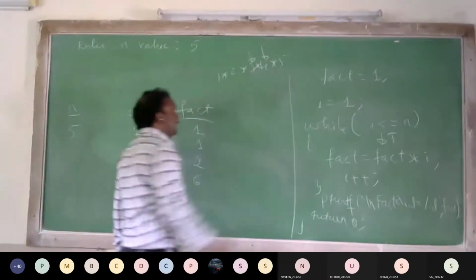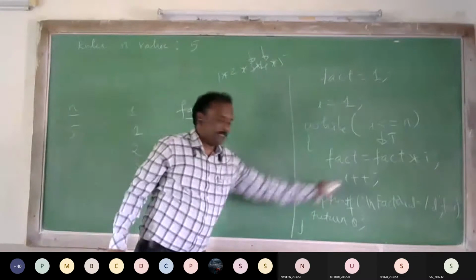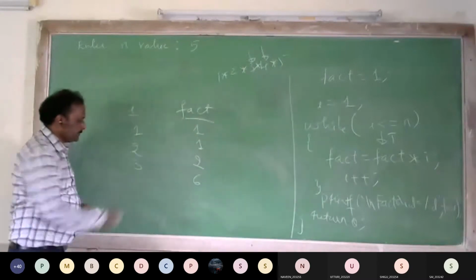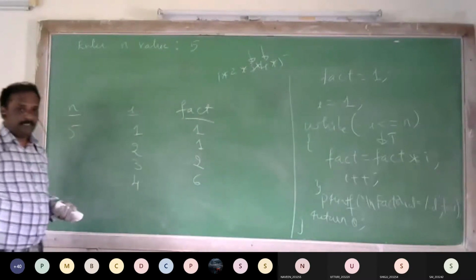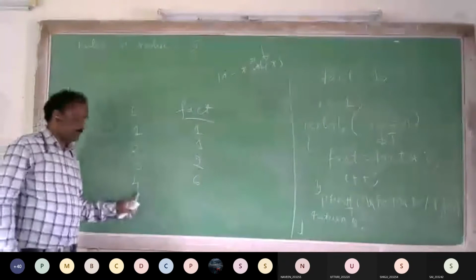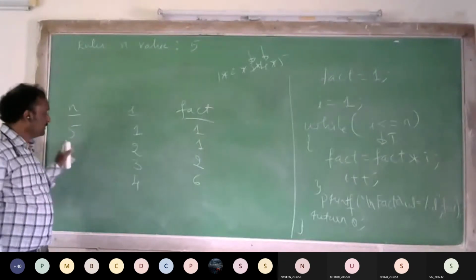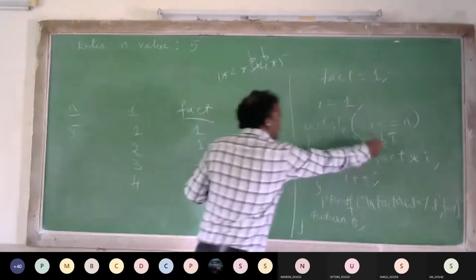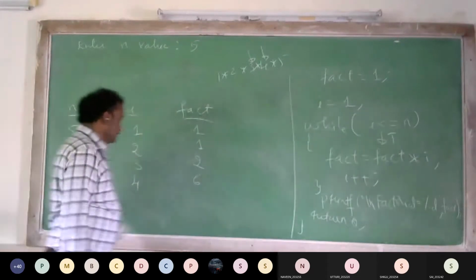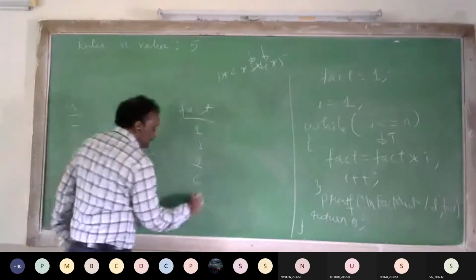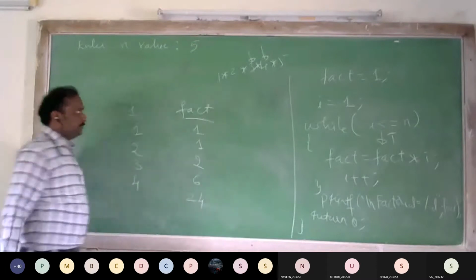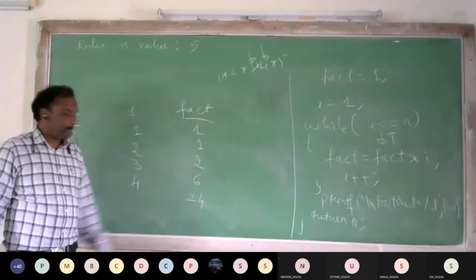To get the next number, I need to increase I plus plus. So 3 plus 1 is 4. 4 is less than or equal to 5? Yes, 4 is less than or equal to 5. True. True means fact is equal to fact into I. 6 into 4, 24. The new value of factorial is 24.